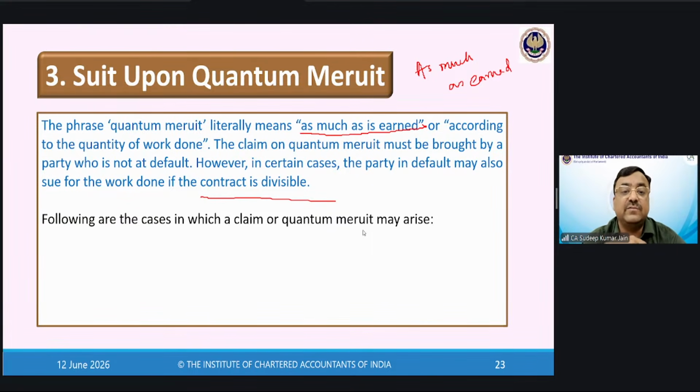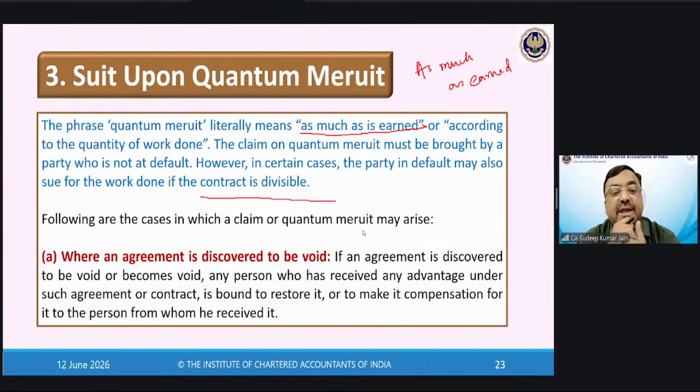Following are the cases in which a claim for quantum meruit may arise. When an agreement is discovered to be void, work has been started, but after completing some work, the contract becomes void. Where an agreement is discovered to be void, or becomes void due to any subsequent impossibility, any person who has received any advantage under such agreement or contract is bound to restore it or make compensation for it to the person from whom he has received it.